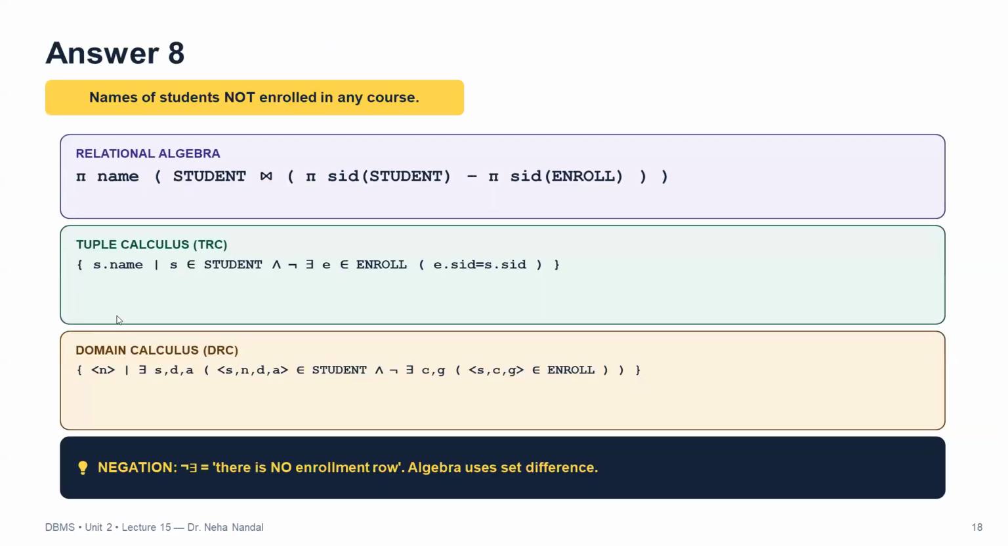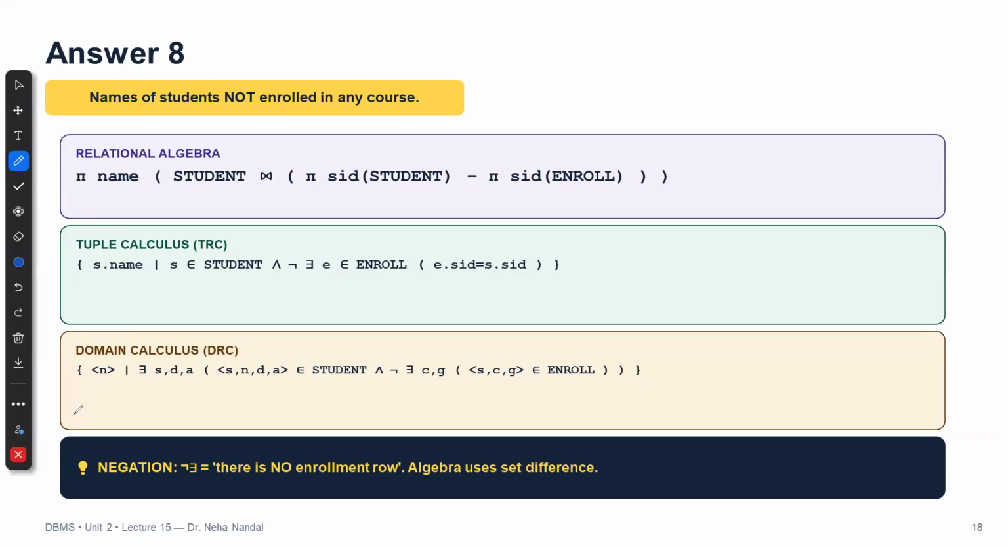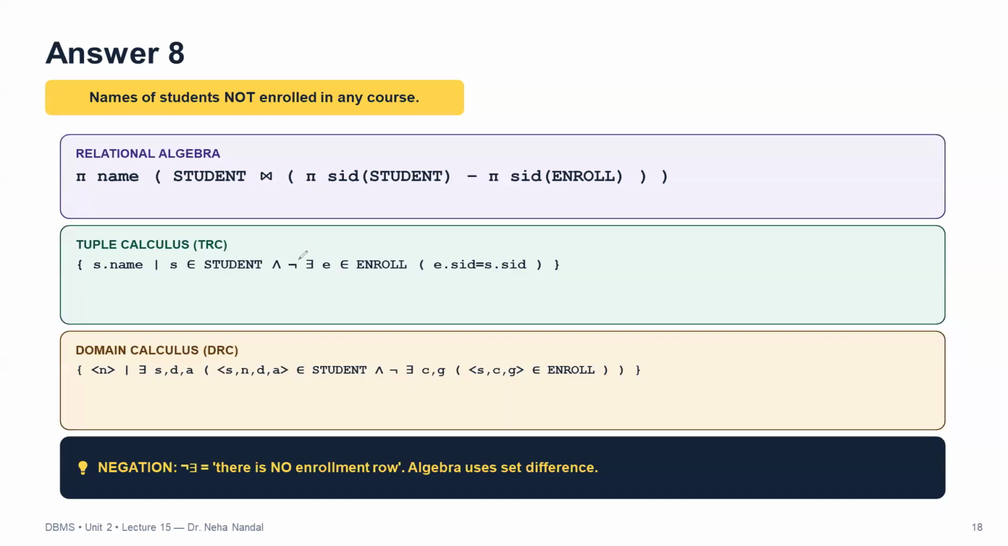Okay. So see here. For TRC and DRC, you can simply write down this part first and then append negation on it. That will work in this one. In the same way for DRC. But in algebra, you have to utilize set difference. Okay. So that is the thing here. I hope you got some understanding of this.